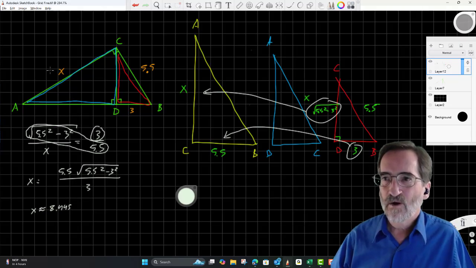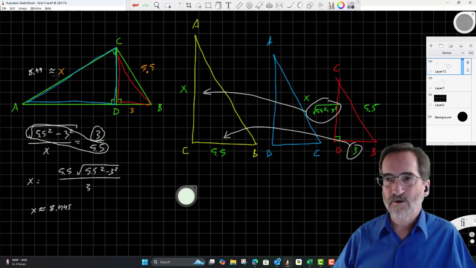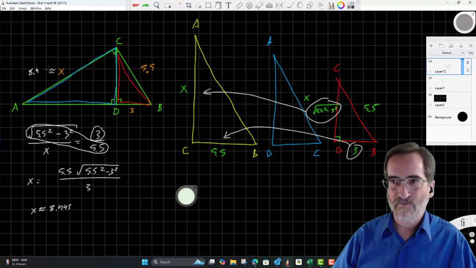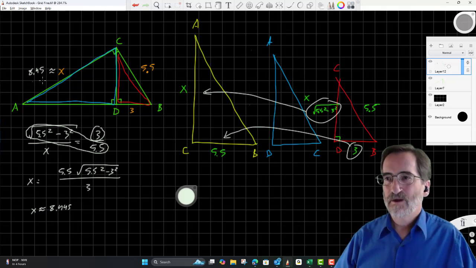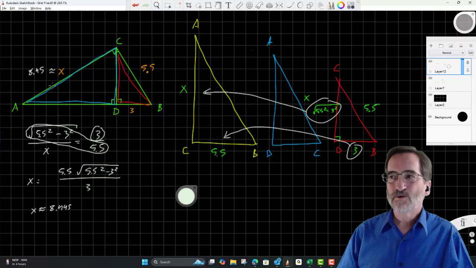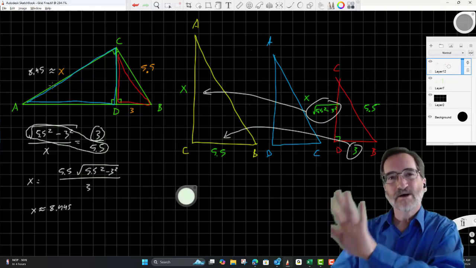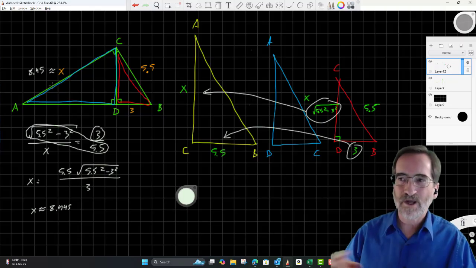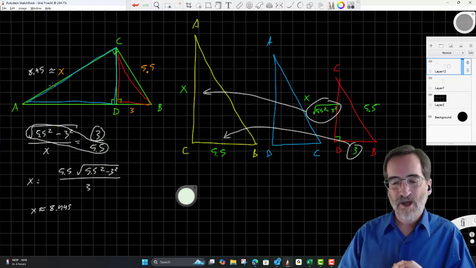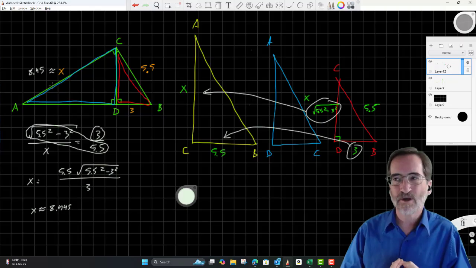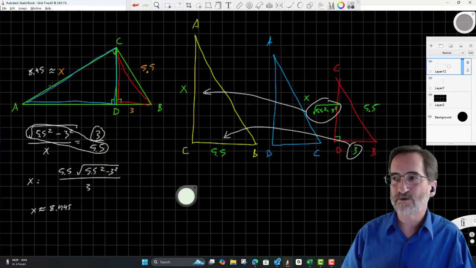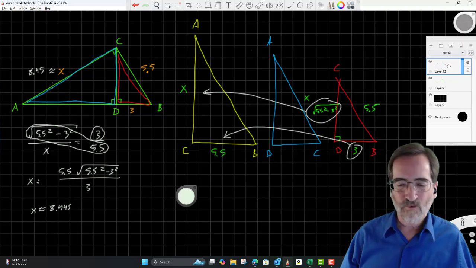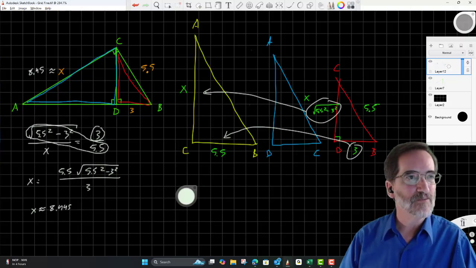And always check to make sure it makes sense. This is 8, so that's longer than 8, so it definitely makes sense here. So drawing the triangles side by side and labeling what you know can often help you write a proportion. Don't forget the Pythagorean theorem. If you know two sides of a right triangle, you can use that to find the third side, and then write a proportion and solve it: cross multiply and divide.